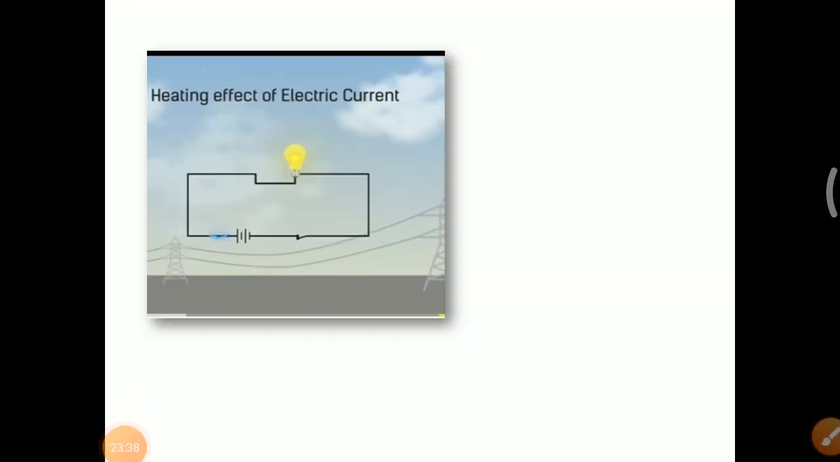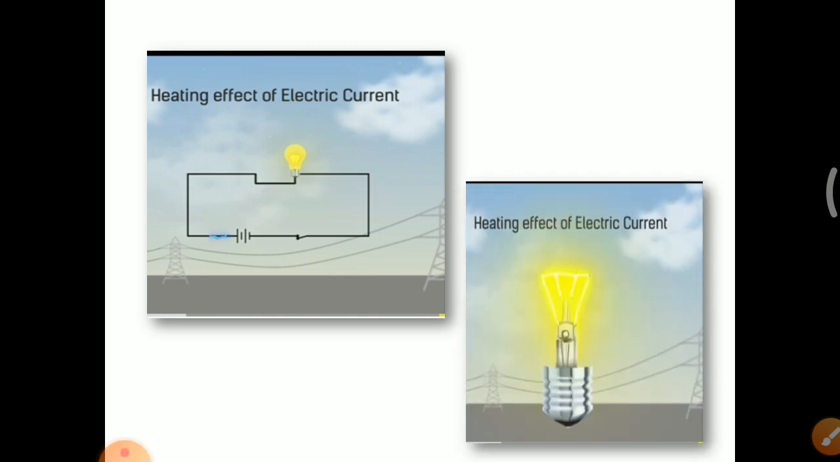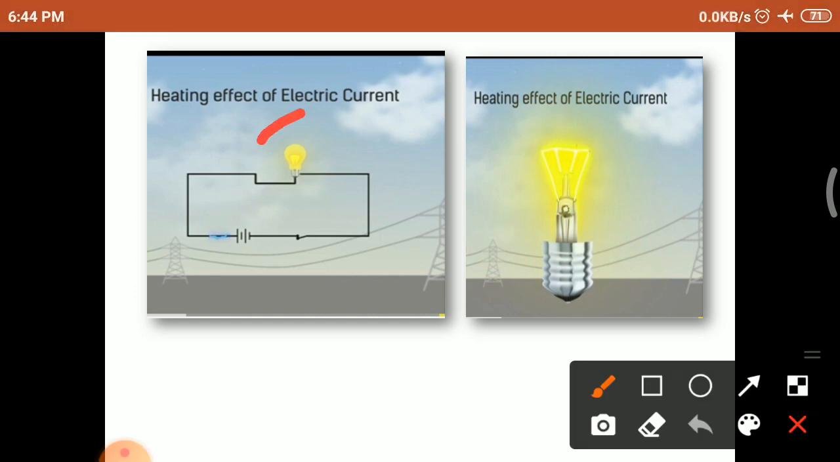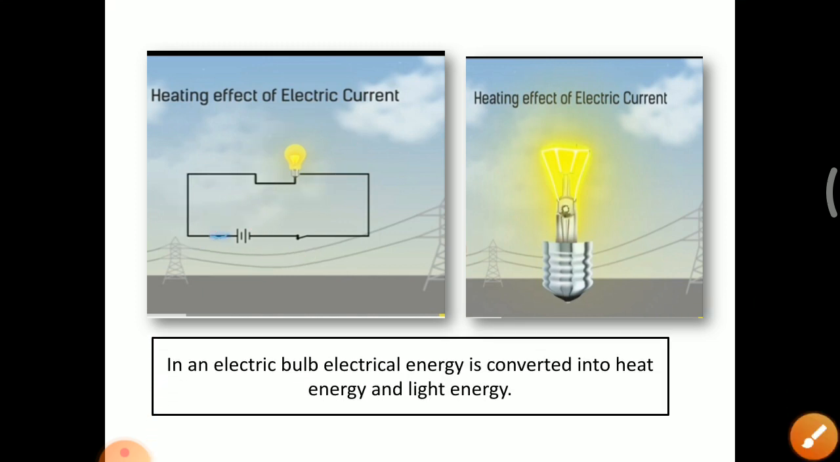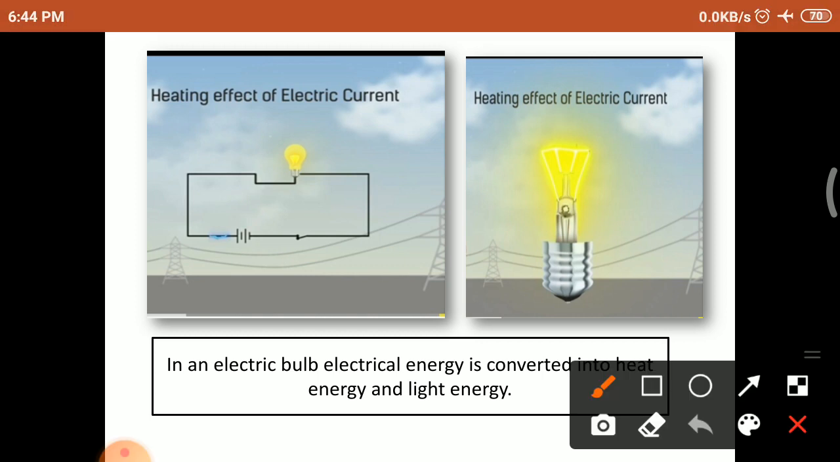First, we are going to see what is meant by heating effect of electric current. Look at this image. Here I connected the bulb with a battery. When the circuit is a closed circuit, the current is flowing in the circuit, and the bulb starts to glow. So here, in the electric bulb, electrical energy is converted into heat energy and light energy. See, when I am giving the electrical energy, this energy is converted to heat energy and light energy.